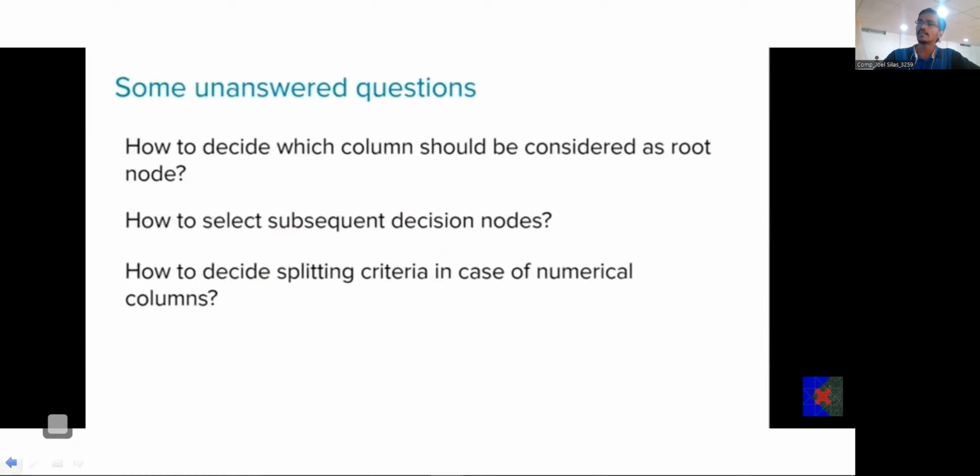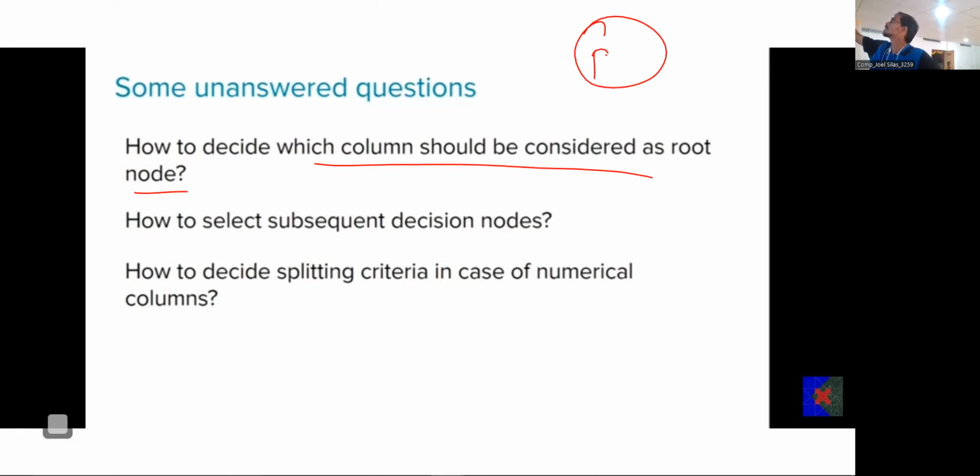However, there are certain unanswered questions. That means how to decide which column should be considered as the root node. That means from which feature we need to start splitting. That has to be decided. How to decide that efficiently so that in minimum splits and in minimum time we can find out the answer. That is one question that has to be answered.